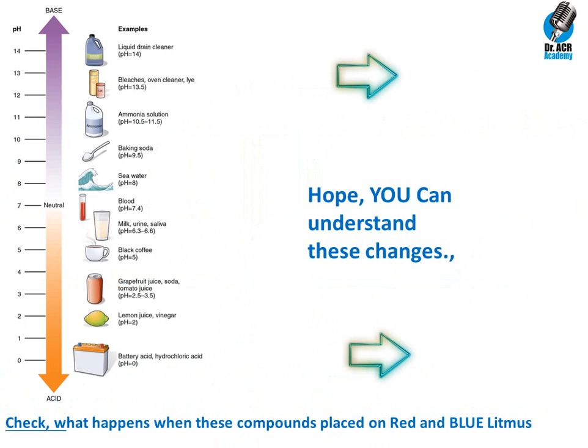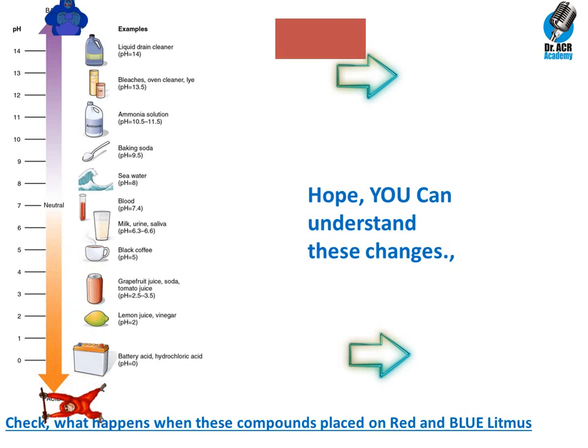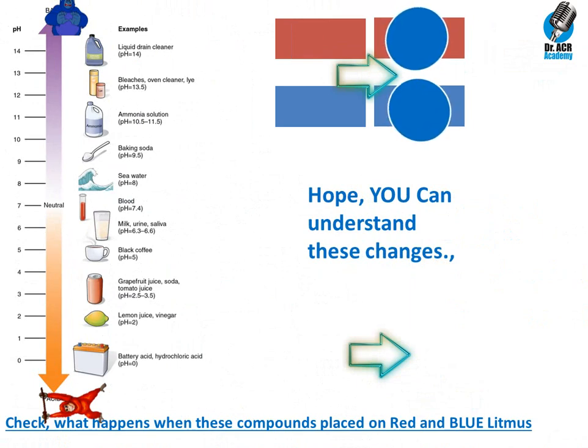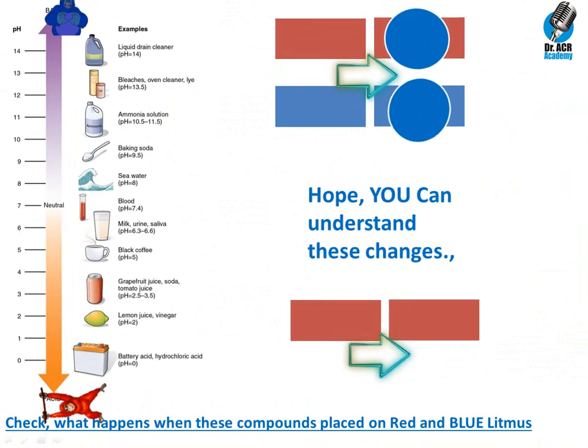Check what happens when these compounds are placed on red and blue litmus papers. First, we'll see what happens when we add anything from the basic block. And after that, we'll see what will happen if we add any acid to the litmus paper. First, when you add baking soda, which has a pH of 9.5, on red litmus paper, it turned blue. And when added on blue litmus paper, it did not change its color because it was a base. And when lemon juice or vinegar was added, which had a pH of 2, on red litmus paper, it was red because it is an acid. And when added to a blue litmus paper, it was red.